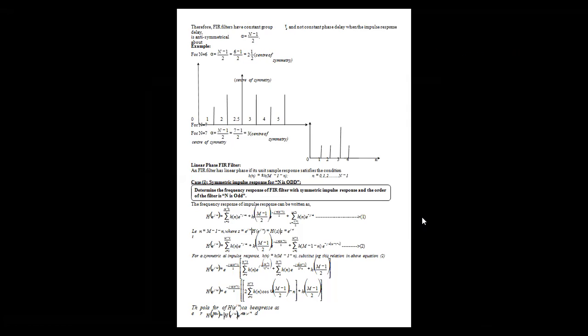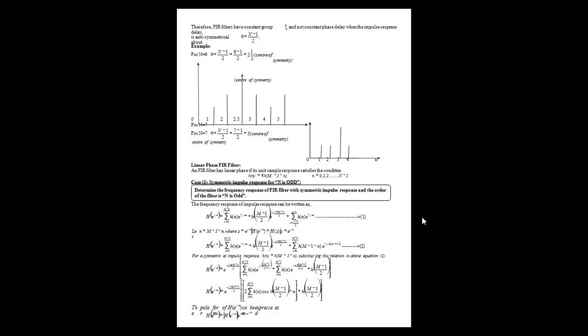So let me take the first one. Let the question be like this: determine the frequency response of FIR filters with symmetric impulse response and the order of the filter N to be odd. For the frequency response, we know that we can write it as H of e power j omega equals summation n equal to 0 to (M minus 1) by 2 of h of n e power minus j omega n, plus h of (M minus 1) by 2 e power minus j omega (M minus 1) by 2, plus the summation of h of n e power minus j omega n for the remaining terms. So we are splitting the equation with respect to the symmetrical response. Let n be replaced by M minus 1 minus n.